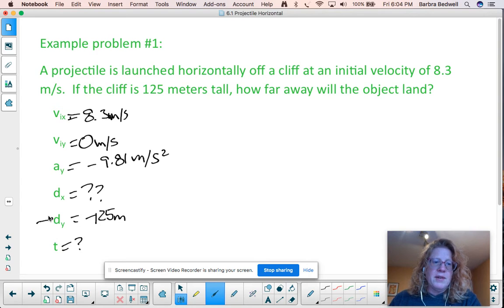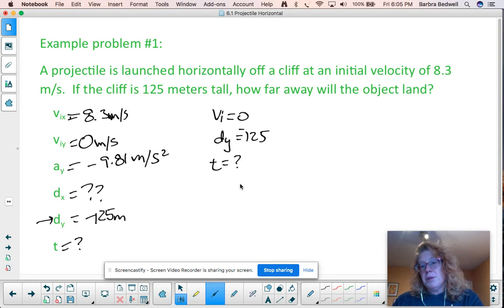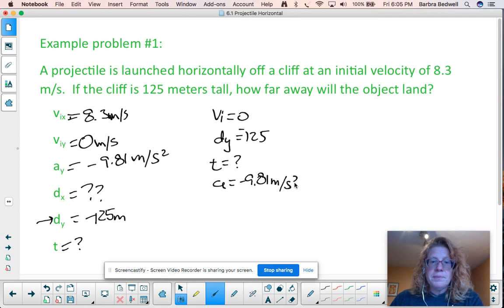So I'm going to start using some of this information. What can I figure out about the y component? If I've got the y component, I know that I've got vi. I don't know what vf is. I do know what d is. dy is negative 125, again because it's going down. Do I have any other pieces? I'm looking for time, because that's always what you're going to end up looking for. That's how these problems work. Oh, and I do know what A is, negative 9.81 meters per second squared. This is meters, this is meters per second.